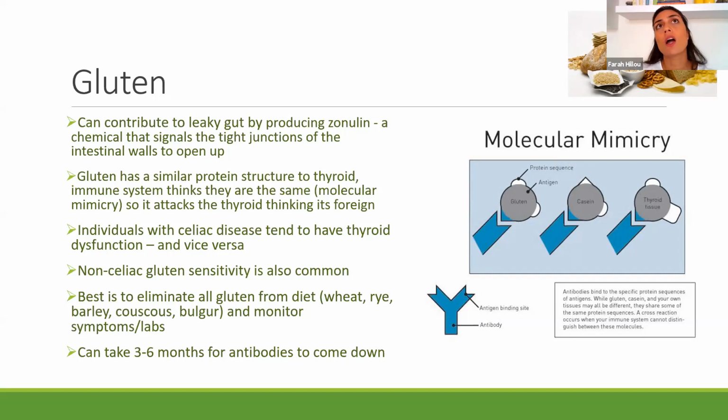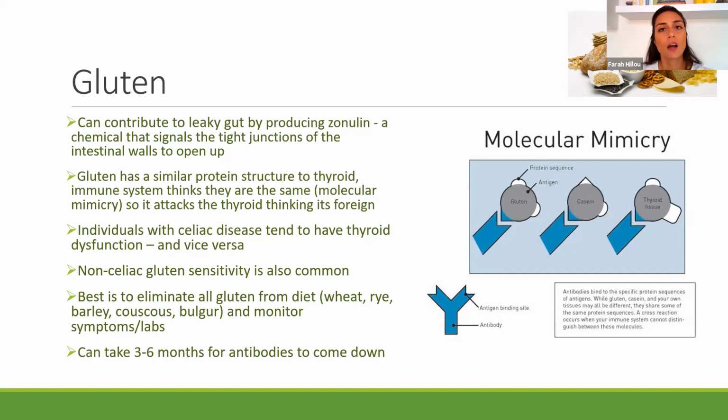Now, even if you do have a thyroid condition, but you have tested negative for celiac disease, and you feel that gluten still bothers you, then you may have non-celiac gluten sensitivity. Even if you don't have both, I would still suggest going off gluten. The best way to determine if you are sensitive to any food is to eliminate it.